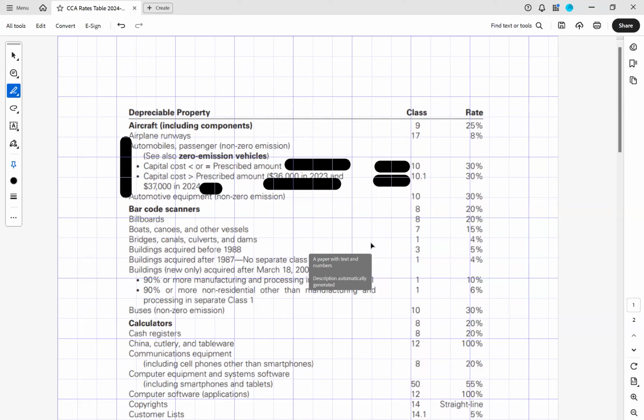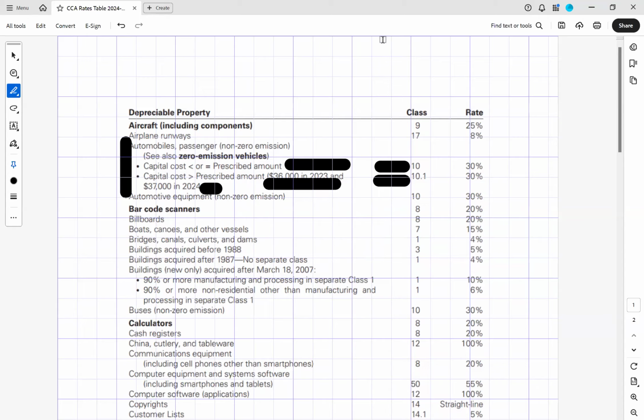But if you buy a car that's greater than the prescribed amount, then it goes into a class 10.1, and it's just that one car that's in that class 10.1. If you buy another car greater than the prescribed amount, you put that in a separate class 10.1. It does not get added to the class 10.1 that was for the first car that you bought above the prescribed amount. And there's certain rules with how we treat cars that are in class 10.1.